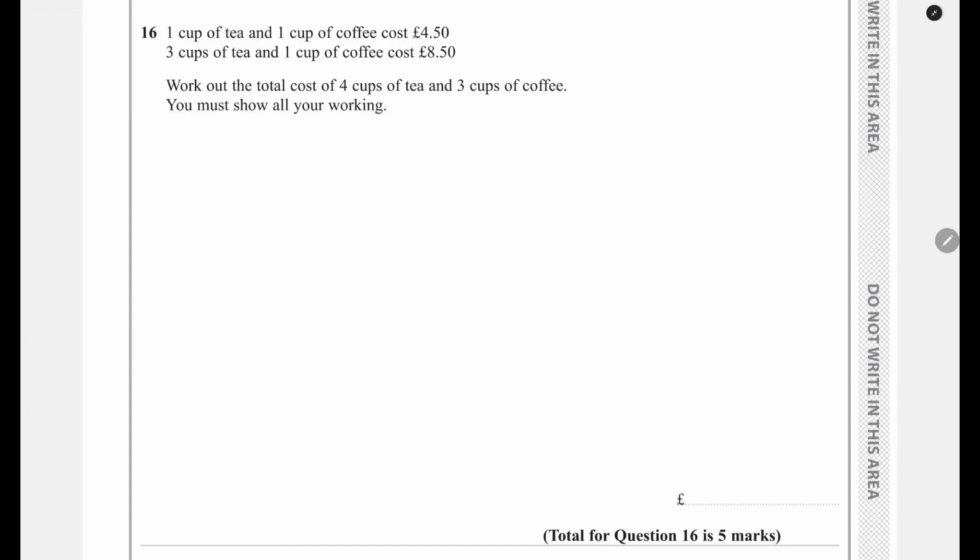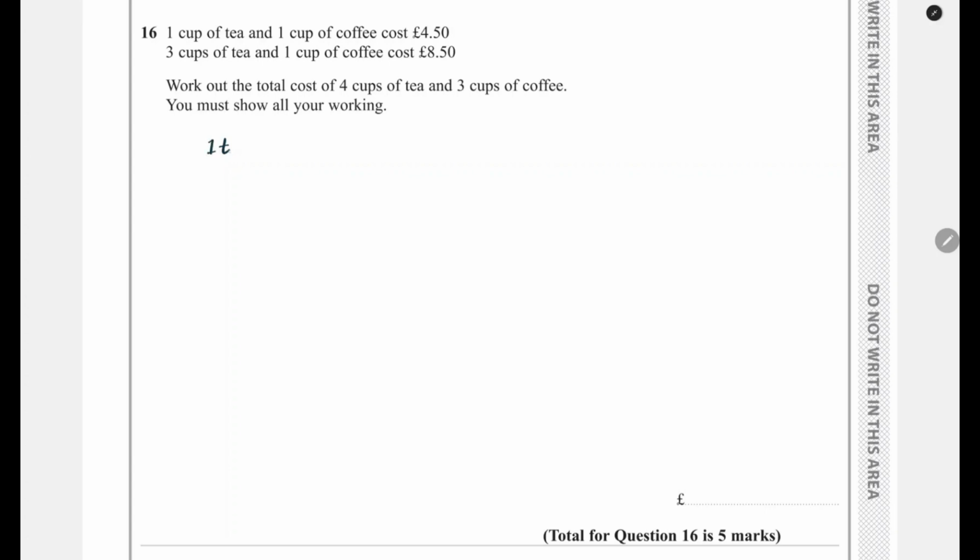Question 16 says 1 cup of tea and 1 cup of coffee costs £4.50. 3 cups of tea and 1 cup of coffee cost £8.50. Work out the total cost of 4 cups of tea and 3 cups of coffee. You must show all your working. So the first thing that we need to do is come up with 2 equations. Let's call a cup of tea just T, and 1 cup of coffee is C.